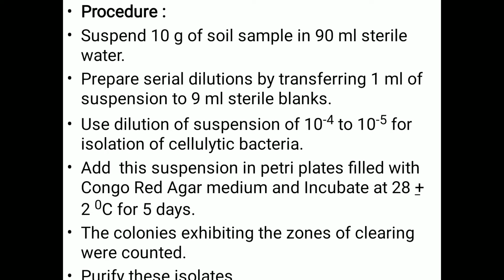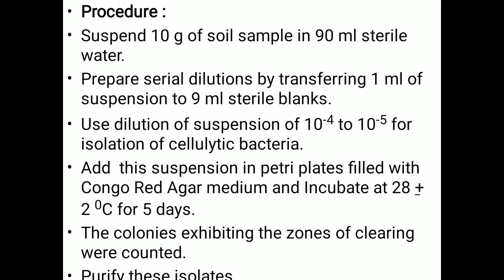Then we add this suspension to petri plates. We take 1 ml suspension from 10 to the minus 4 dilution and 1 ml suspension from 10 to the minus 5 dilution, and add them into the petri dish which is filled with the Congo red agar medium. That means we take a petri dish containing Congo red agar medium, and on that medium we add the 1 ml dilutions from 10 to the minus 4 and 10 to the minus 5.